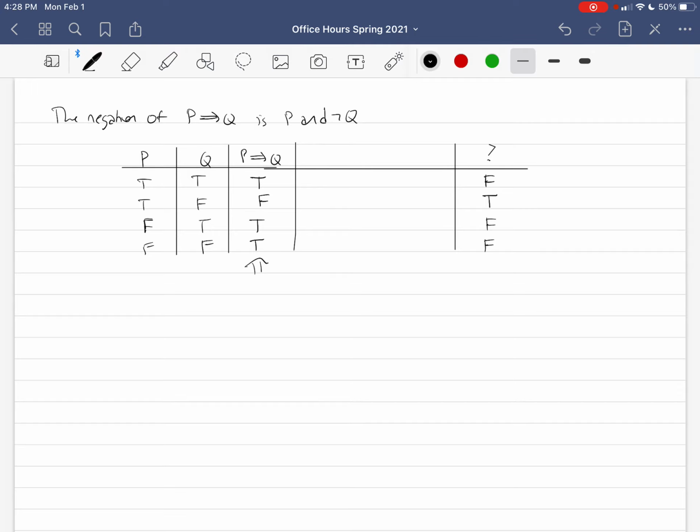Okay, so let's try this. I know what P is. Let's compute not Q. It will be the negation of Q, so false, true, false, true. And then P and not Q, well, that requires the P and the not Q to both be true. So true and false, that doesn't work. True and true, that does. False and false, that does not work. False and true, that does not work. Notice, this is exactly the result I was looking for.